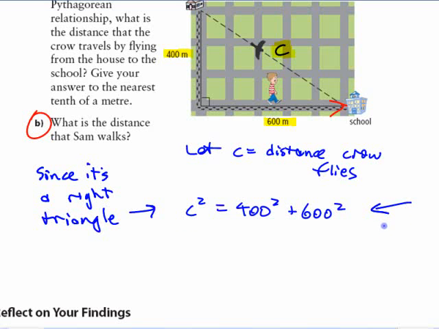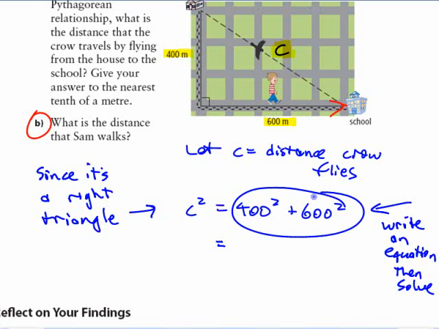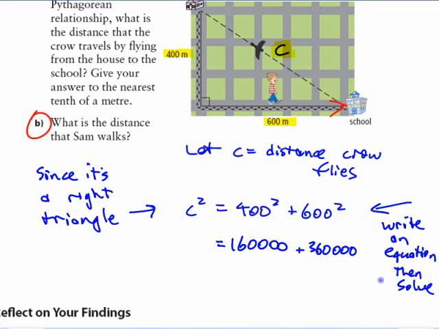And then you want to find C. Write an equation. It actually says that right beside this in your book. Write an equation, then solve. To solve that, you need to simplify this side. You simplify that side by doing some of the arithmetic that needs to be done there. 400 to the second power is 160,000. 600 squared is 360,000. If you add those two together, I believe you get 520,000.